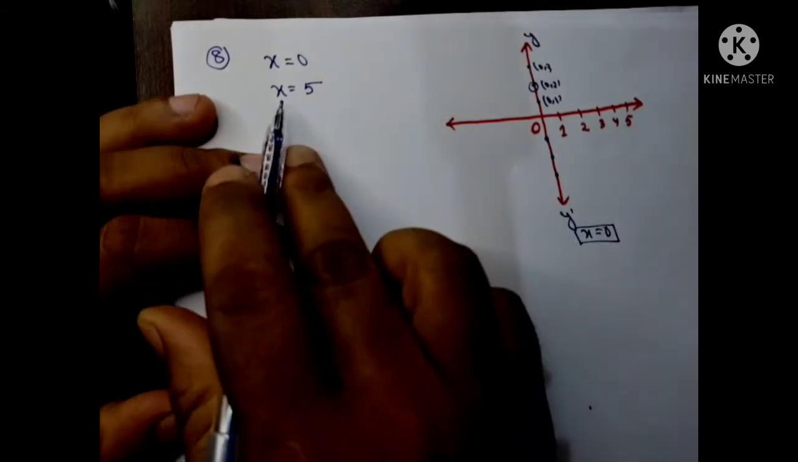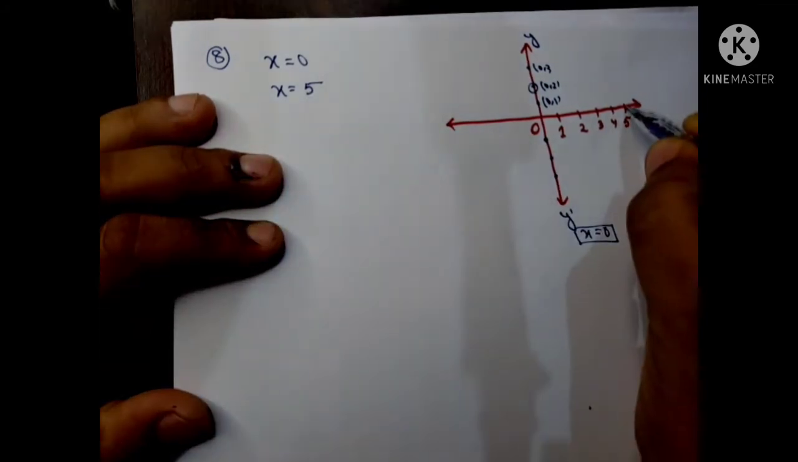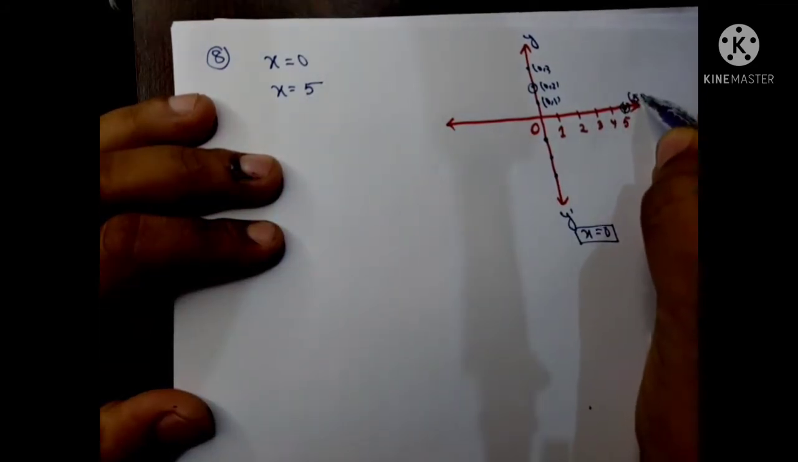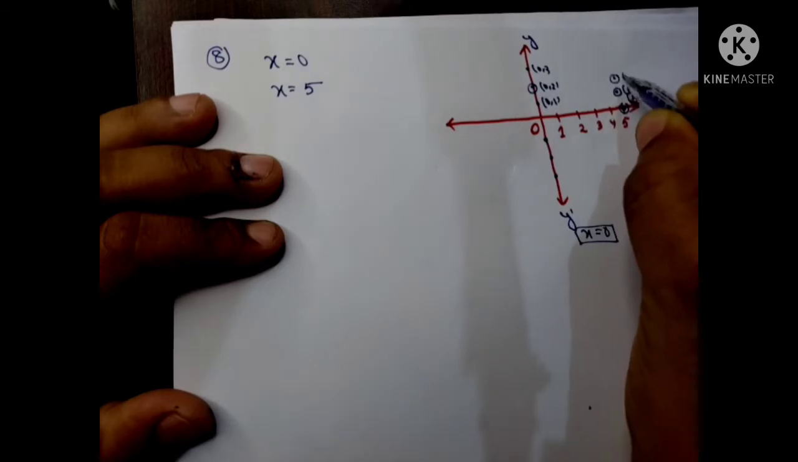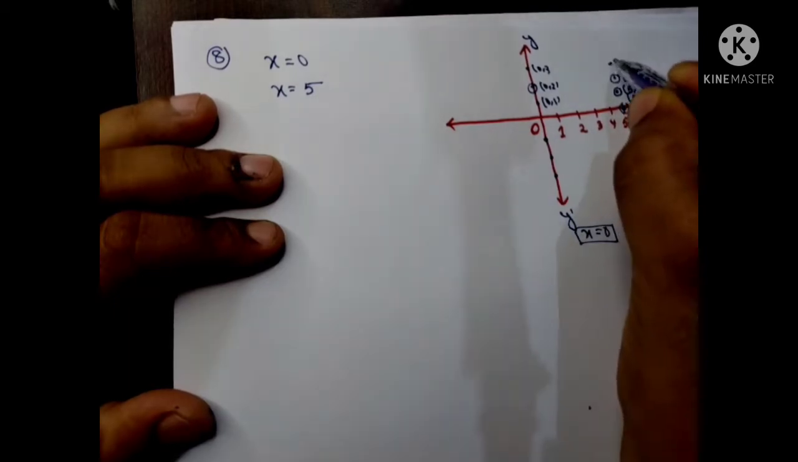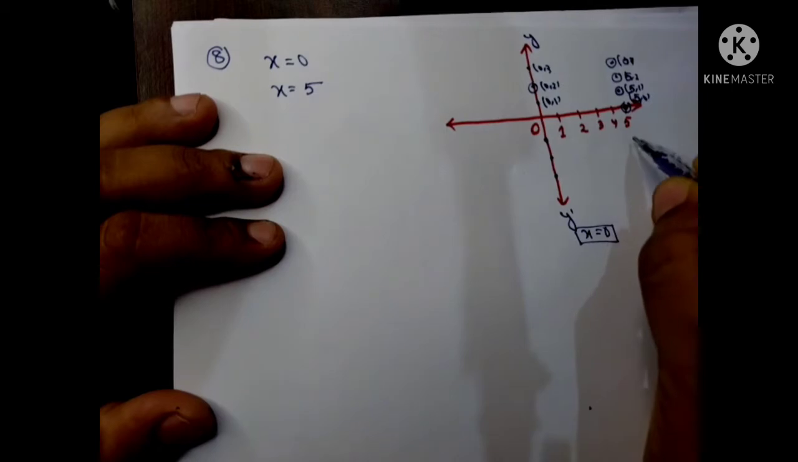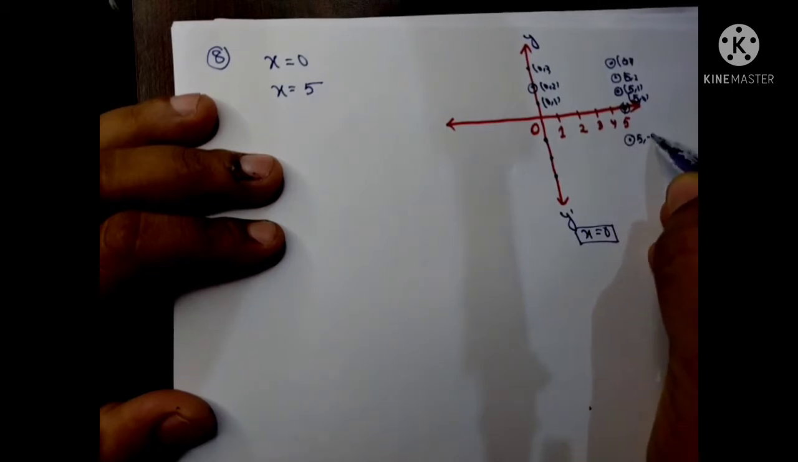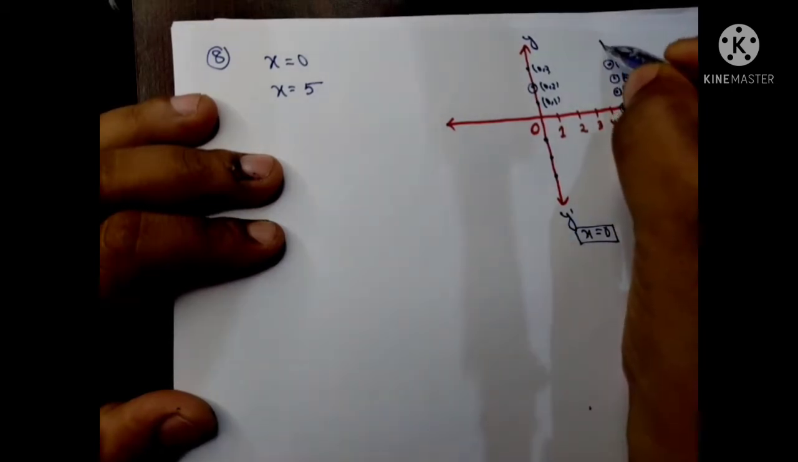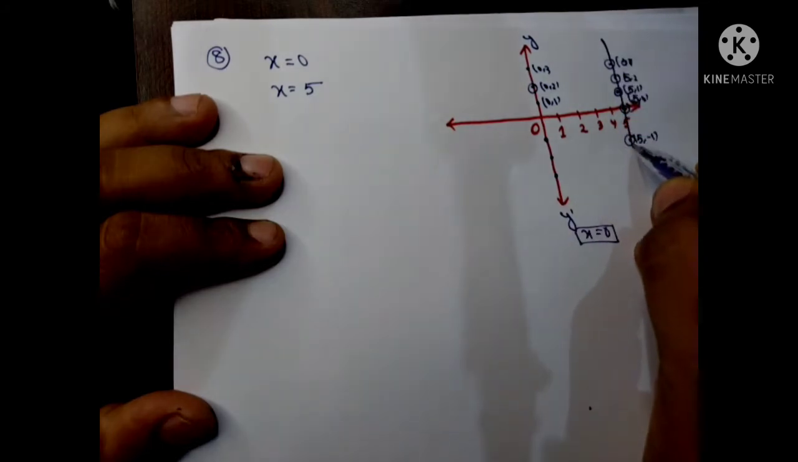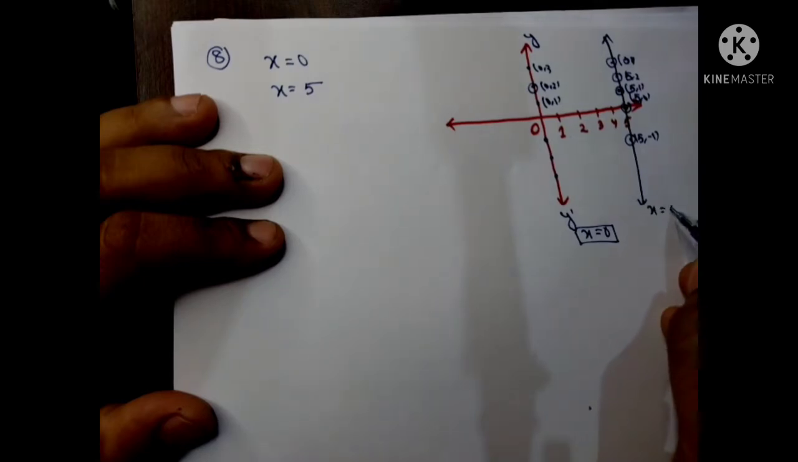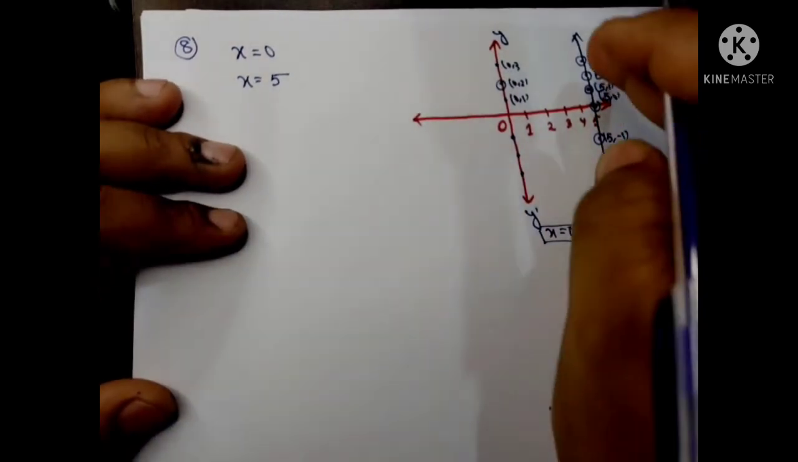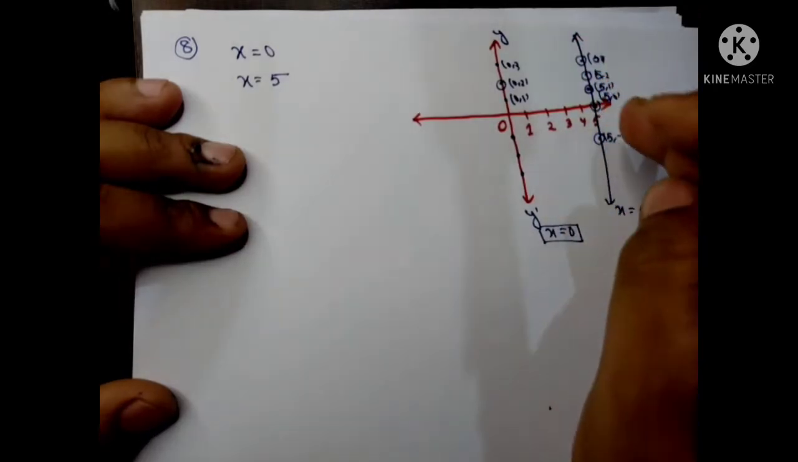Similarly, x is equal to 5. Here you can see x is equal to 5. This point represents 5, 0. If I put another point here, its coordinate will be 5, 1. Similarly, this is 5, 2. This is 5, 3. This is 5, minus 1. So if I join these points, then you will get a line, and the equation is x is equal to 5, because here every point on the line has the x coordinate 5.